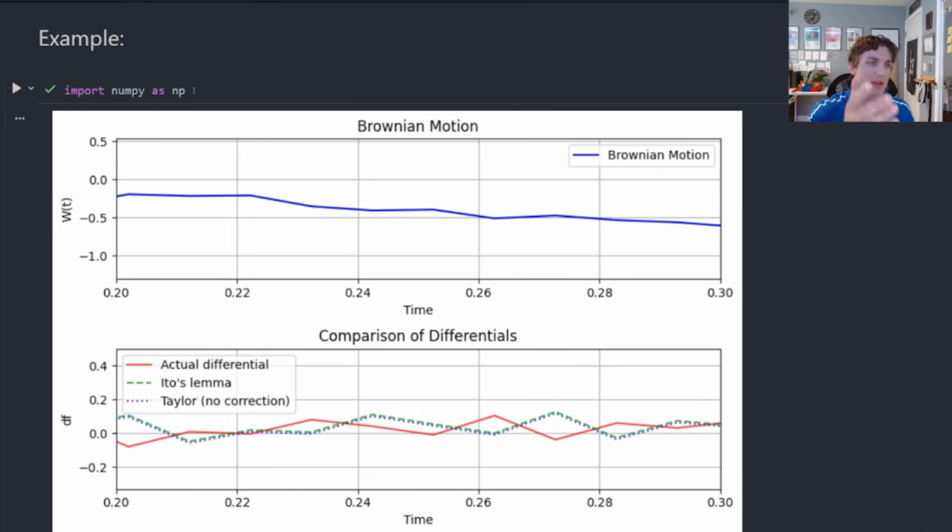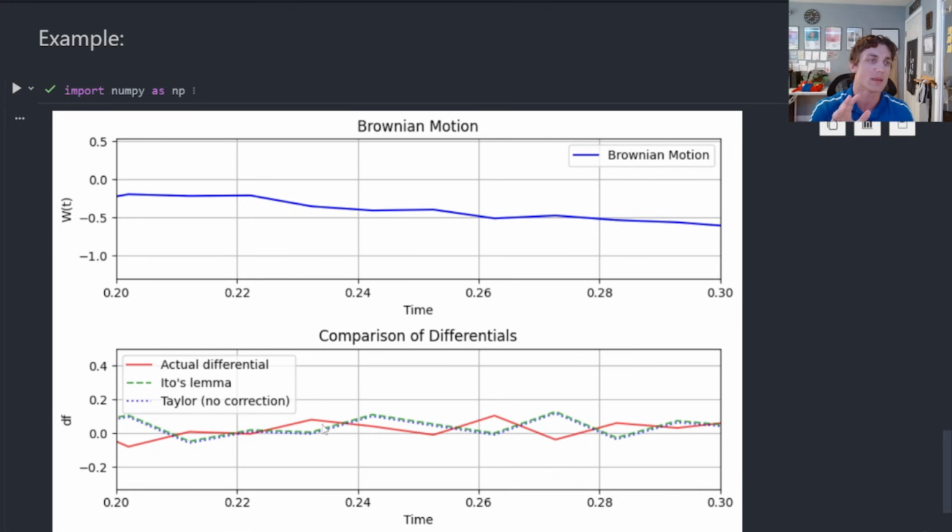So what I have here is a sample path of Brownian motion. I've zoomed in and I've looked at the differential given by Ito's lemma and the Taylor series. So that's from traditional calculus. And I've also looked at the actual differential given by this Brownian motion path. And what you'll see is Ito's lemma and the Taylor series differential, they're not precisely equivalent. There's some space between the two, otherwise they would be perfectly overlaid, but they don't line up with this actual differential. Why is that not the case?